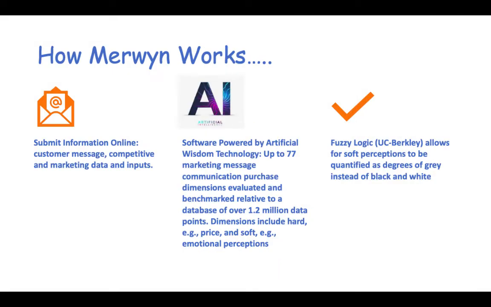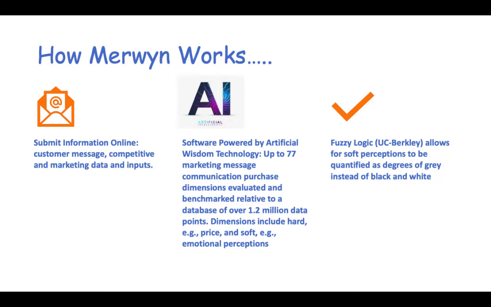Now, how does it work? Well, for all the power that you get from Merwyn, it is one of the easiest research methodologies to use. You submit information online. At the heart of it is your customer message. What are you going to say to persuade people to buy this innovative product, along with a bunch of competitive and marketing data inputs to help do the year one sales estimate. Then it's analyzed by software powered by artificial wisdom technology, where it evaluates up to 77 marketing, message, communication, and purchase dimensions, evaluated and benchmarked relative to a database of over 1.2 million data points.